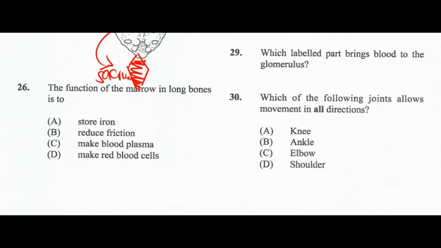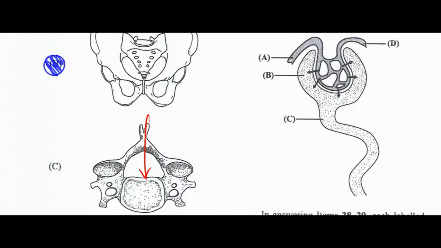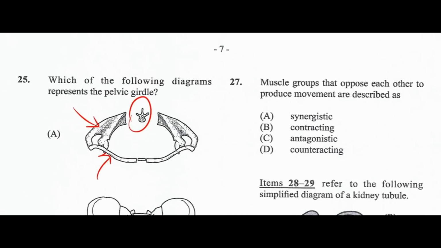The function of marrow in long bones is to produce red blood cells. It depends on which marrow you're talking about, though, but guessing that because they're so vague, they mean red bone marrow, and that's for the production of red blood cells. Now you have yellow bone marrow or fatty bone marrow. That's to store fat, sorry.